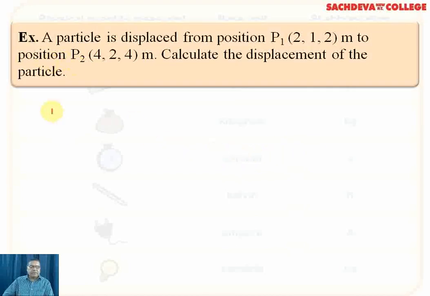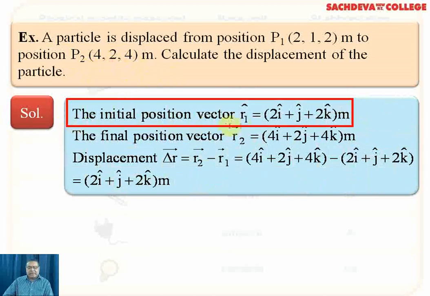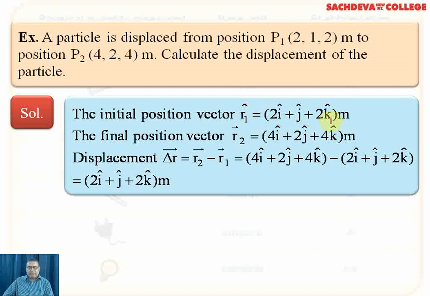In the next question, we find a particle is displaced from position P1 to position P2. The coordinates of P1 are (2, 1, 2) meters, and for P2 the coordinates are (4, 2, 4), and we have to estimate the displacement of the particle. To solve the question, the initial position vector is R1, and we have taken 2i plus j plus 2k, because the P1 point is 2, 1 and 2.